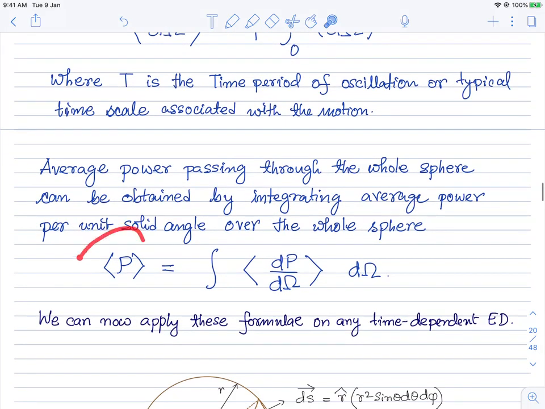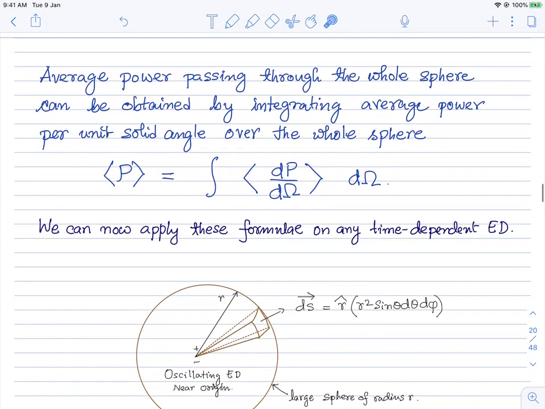This is something, and then we can find the total power by integrating the power per unit solid angle over the full solid angle. Okay, so this is the solid angle that I'm referring to. So this is dS. It is directed in this way.